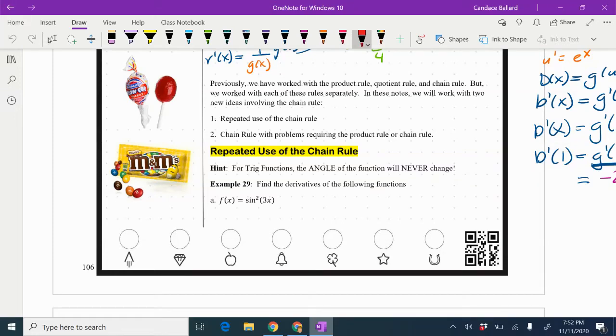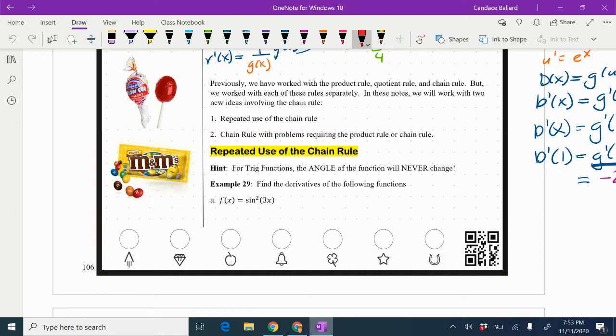In this video, we're going to continue topic 3.1, which is the chain rule. Previously, we've worked with the product rule, quotient rule, and chain rule, but we worked with each of these rules separately. In these notes, we're going to work with two new ideas involving the chain rule. The first one is repeated use of the chain rule, and the second one is problems that require a product rule or a quotient rule together with a chain rule, putting them together.